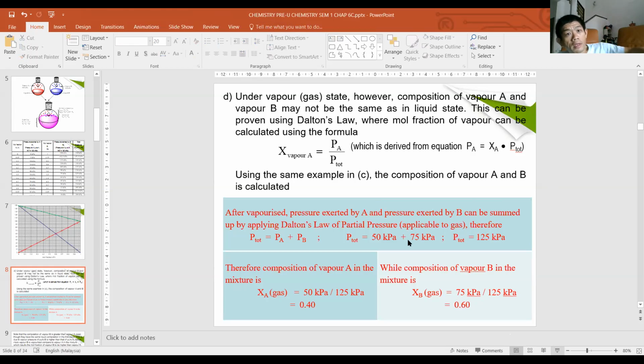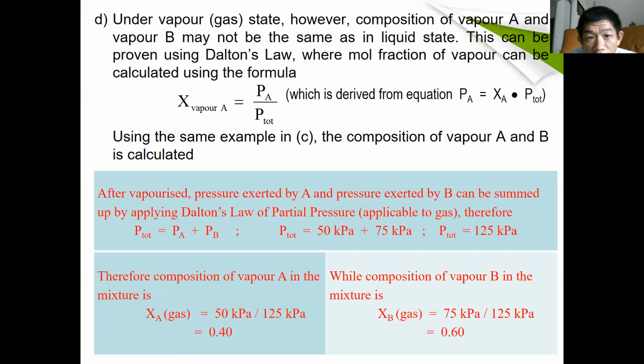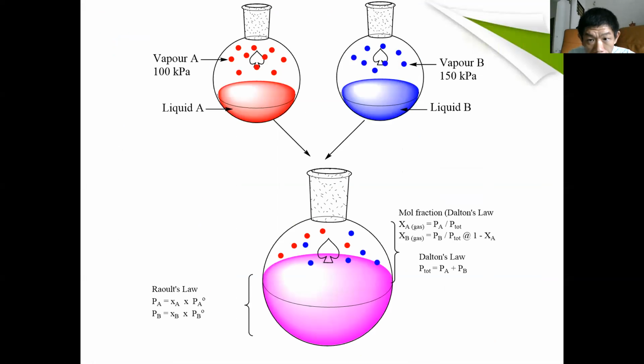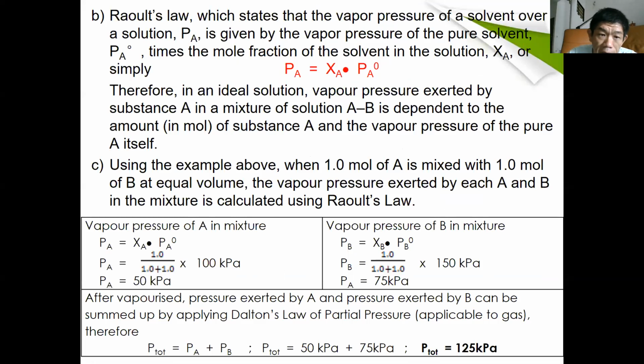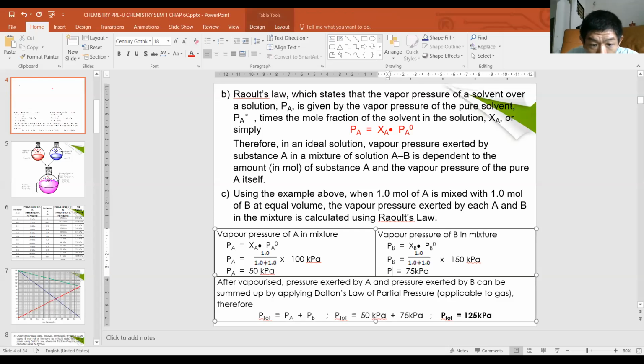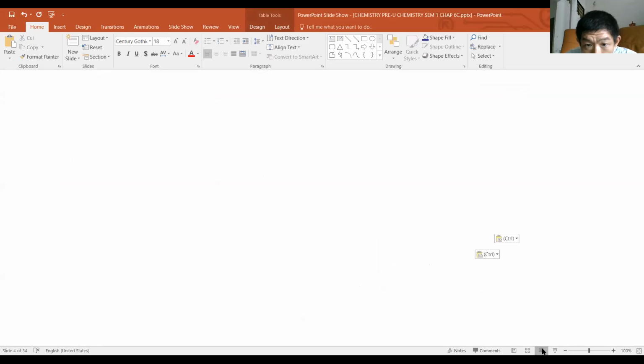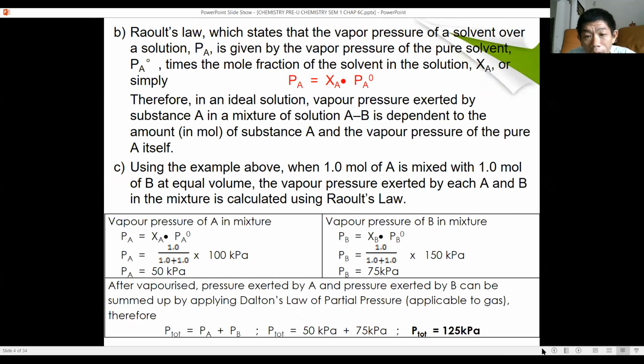Okay, so now under vapor pressure of A and B, we are going to use Dalton's Law, which is the third formula, where X vapor of A is equal to PA over P total. So now, we continue from just now. Just now we have already calculated that vapor pressure of A is 50, vapor pressure of B is 75 kilopascal. So the total pressure of PA and PB in here is 50 plus 75, which is 125.